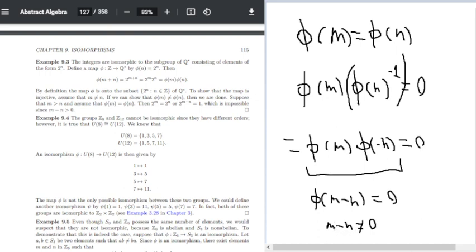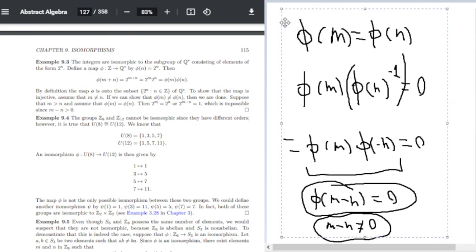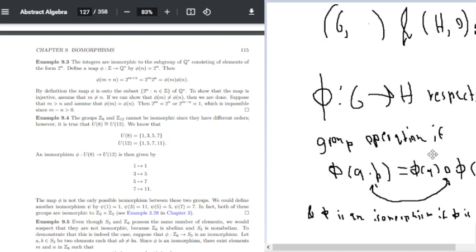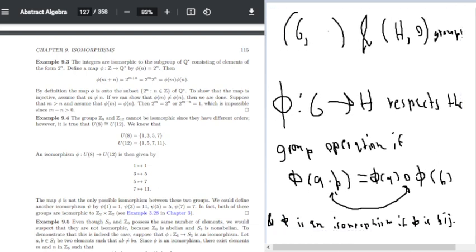So saying that a map is injective is the same as saying that if m minus n is not equal to 0, then phi of m minus n can never be equal to 0. Phi of m minus n can't be equal to 0 in the new group, because that would imply that in the old group we have a non-zero element that maps to 0, which means two elements are equal. So roughly, a lot of these examples showing that things are isomorphisms will show the injectivity by showing that if a non-zero element maps to 0, that's impossible. That will produce a contradiction.